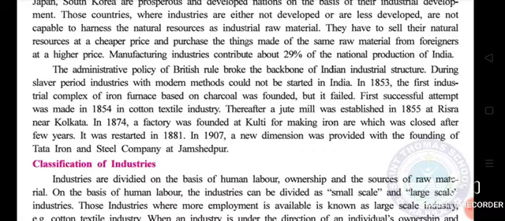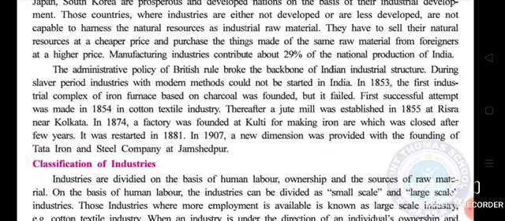Which industry was that? The iron furnace. Then the first successful attempt was made in 1854. So some kind of success was there. Then in the year 1855, in the cotton industry. Thereafter, a jute mill was established in 1855 at Risra near Kolkata.